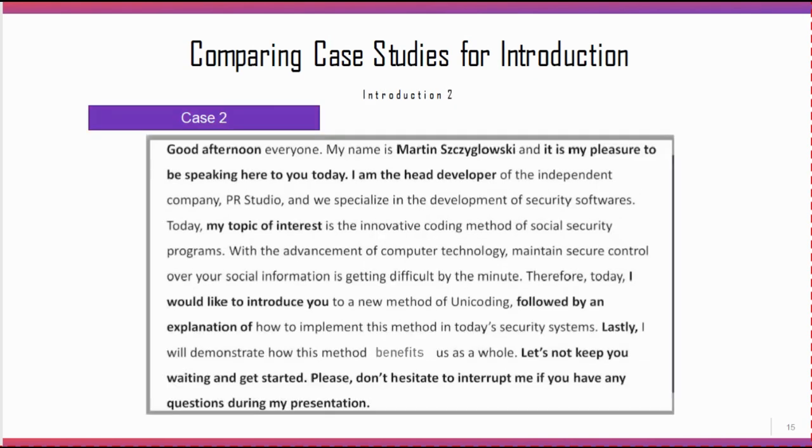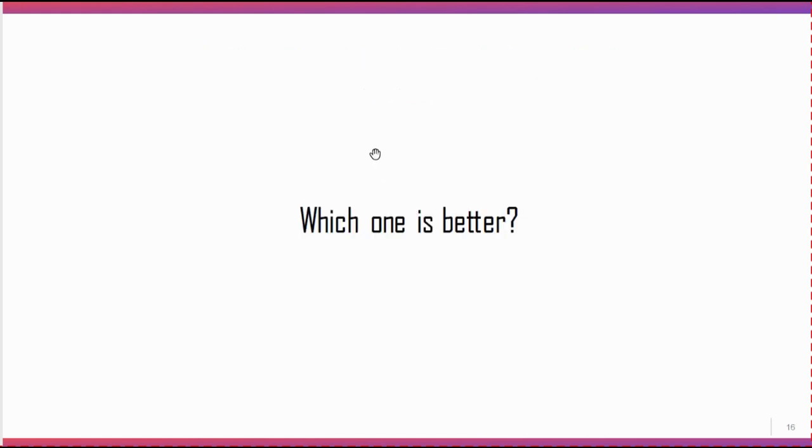Let's look at case 2 carefully. Okay, how about this? Did they include speaker? Yeah, speaker, Martin. Okay, and then he also introduced his position, head developer. And the main message, "my topic of interest", they talk about the message, and he also talked about the introduction at the end. So I can say that case 1 and case 2 are both good introductions, but the way of talking is very different.